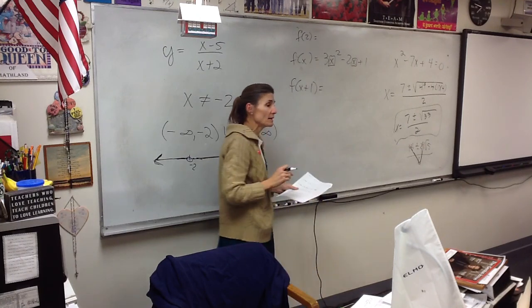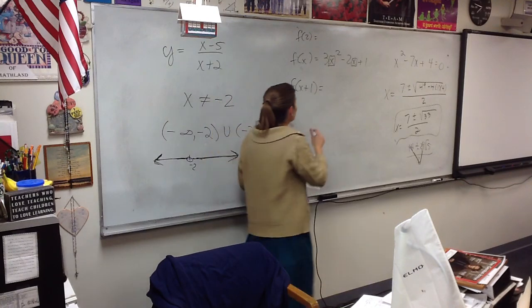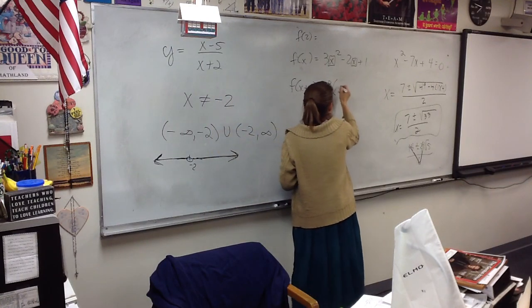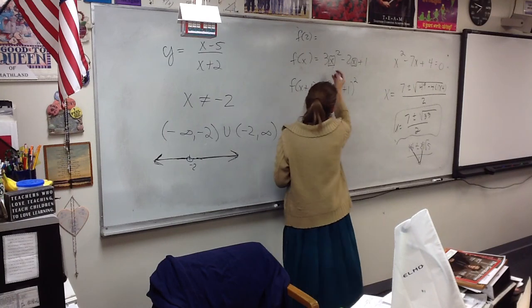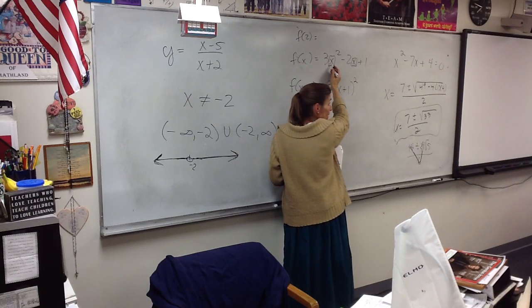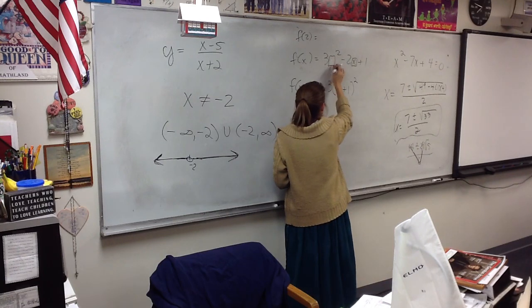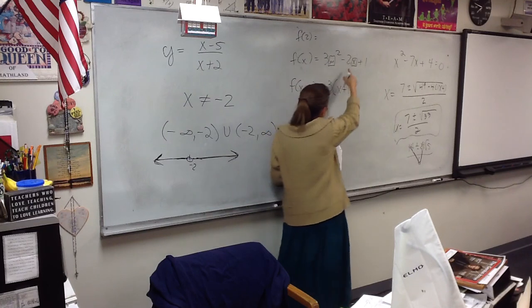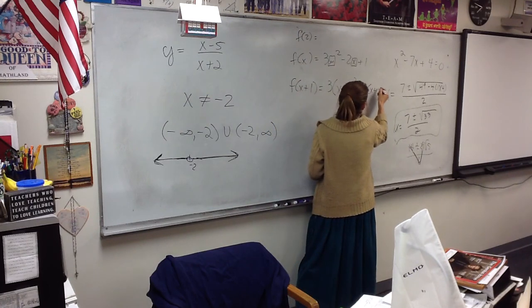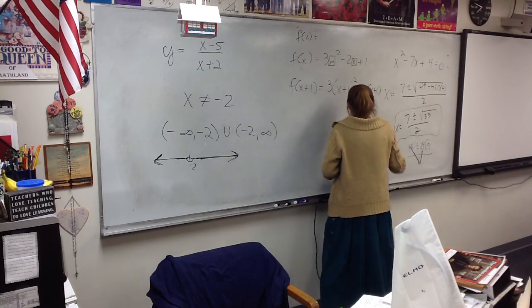Well, what do they want me to plug in this time? x plus 1. So I'm going to have 3 times (x plus 1) squared. Do not be confused. See this box right here around the x? Take out the x and plug in x plus 1. That's all I'm doing. And then I'm going to come over here and do the same thing. Take out the x and plug in x plus 1.